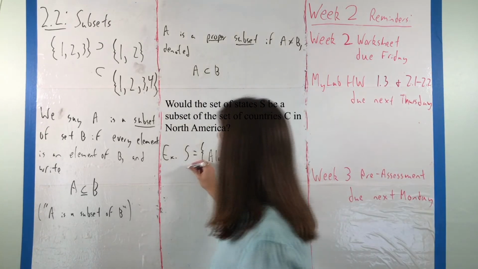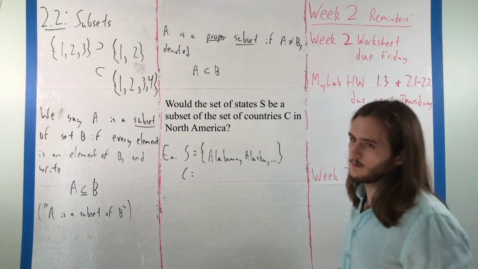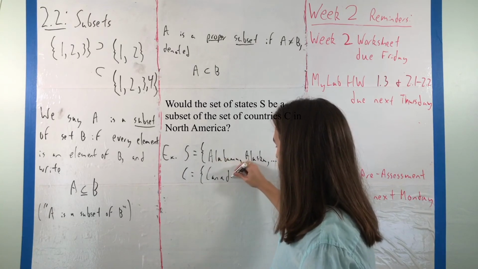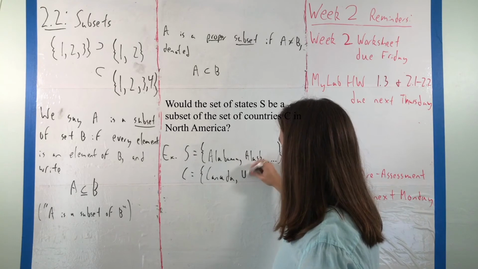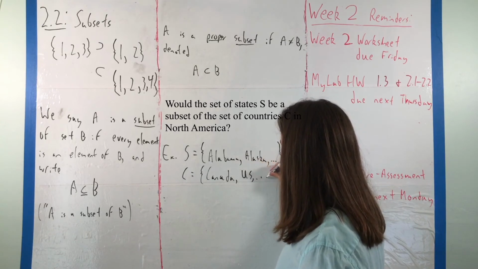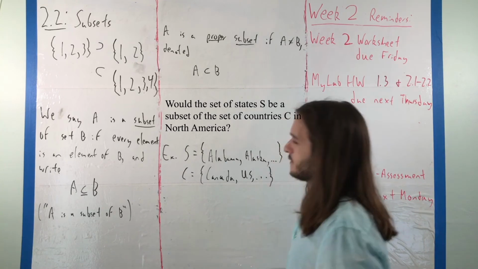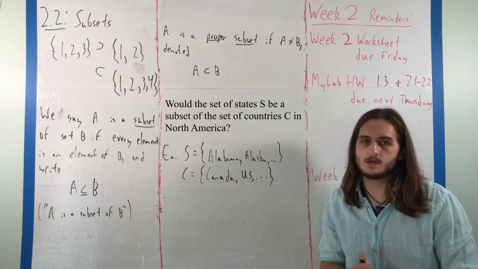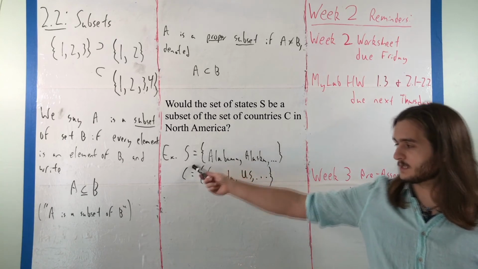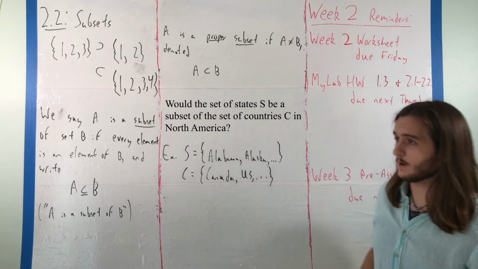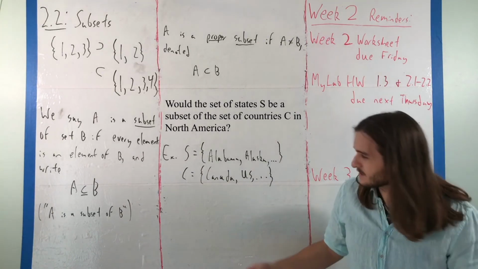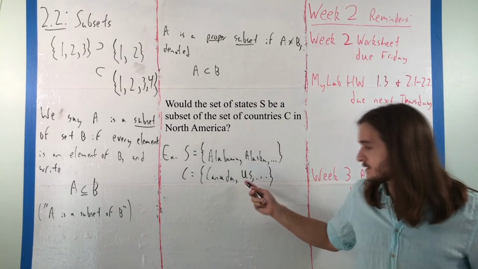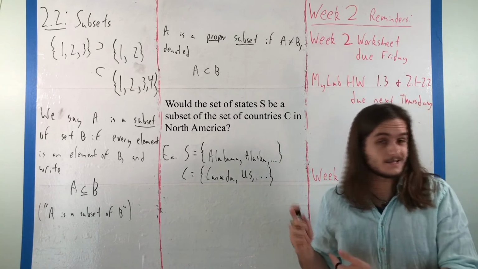And C consists of countries of North America, so that would be Canada, the US, Mexico, I think Panama is considered part of North America, and a few other ones in Central America. But you have those countries, and we want to see, is there a relationship between the set S, states, and the set C of countries? Now, it looks like there might be, because technically all of these states are in the United States, but we're not describing this as the set of states, we're describing this as the country.